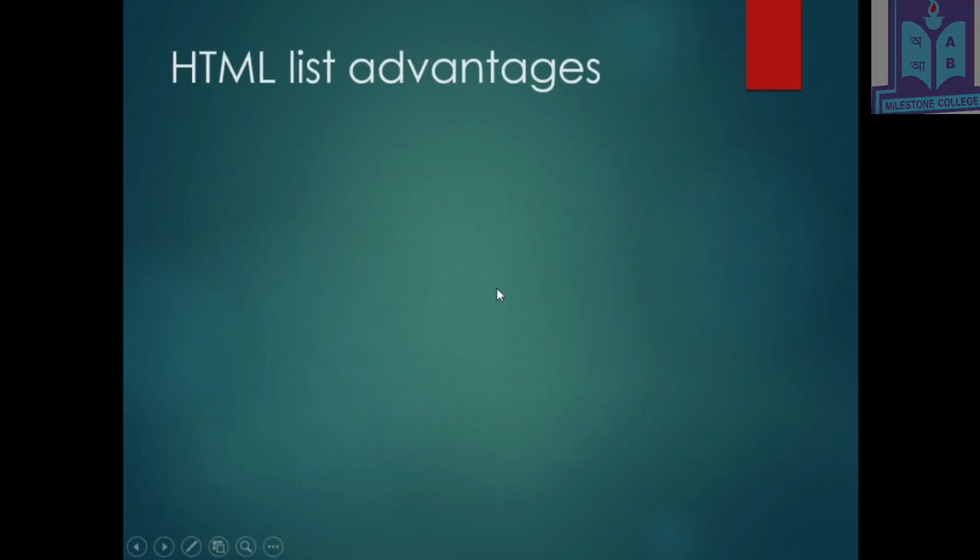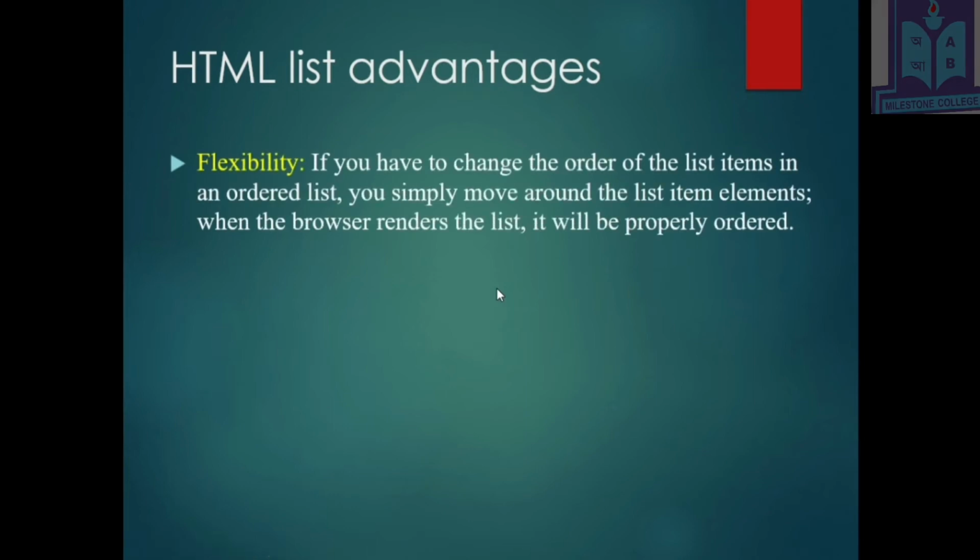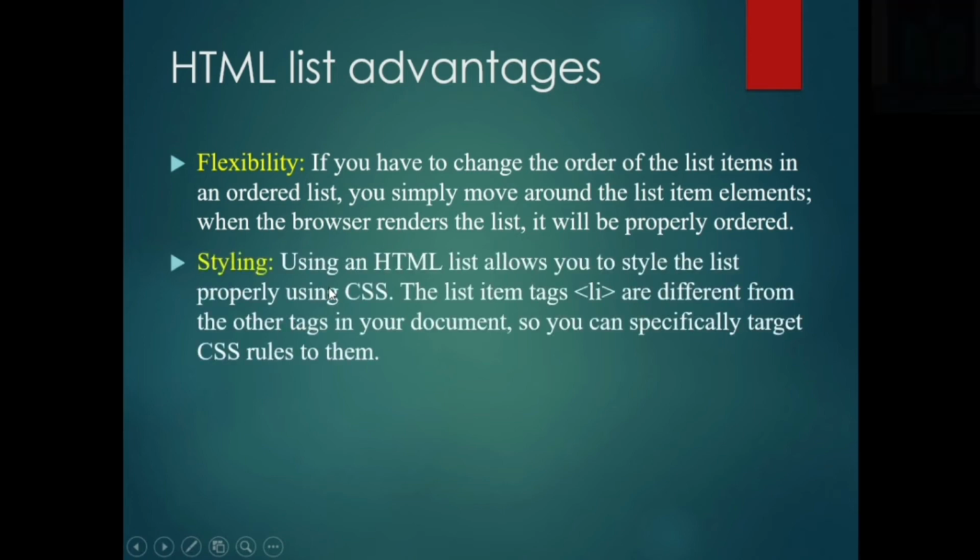Now I am going to talk about some advantages of HTML lists. The first advantage is that it increases flexibility. If you have to change the order of the list items in an ordered list, you simply move around the list items in the element. When the web browser renders the list, it will be properly ordered. You don't have to be bothered about which one will come first and which one after that. Just mention the list items one after another. It will be synchronized according to your list command.